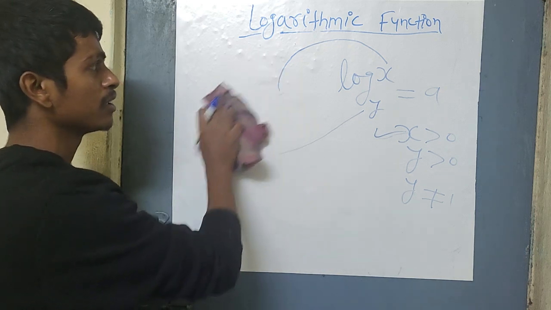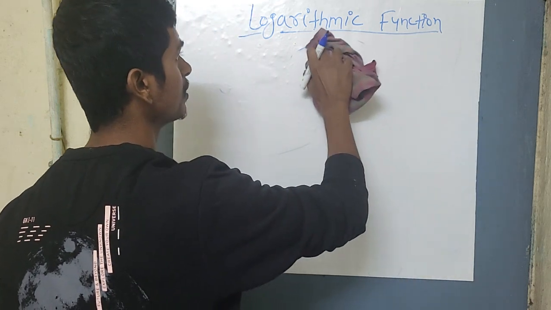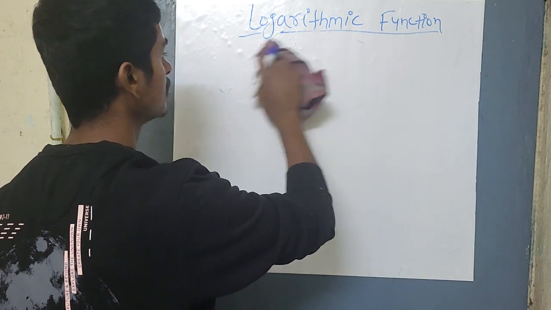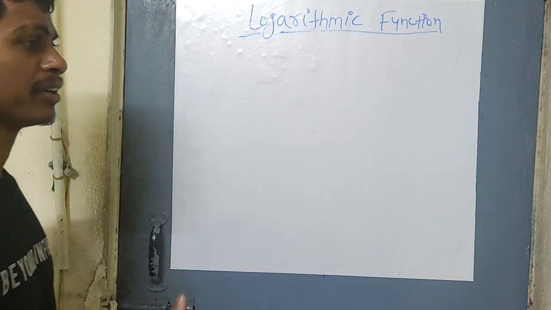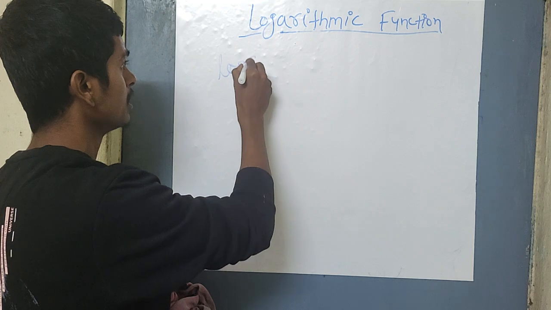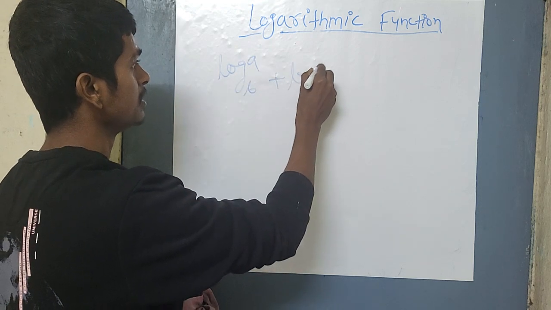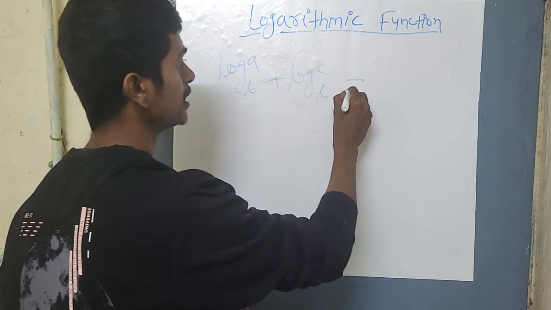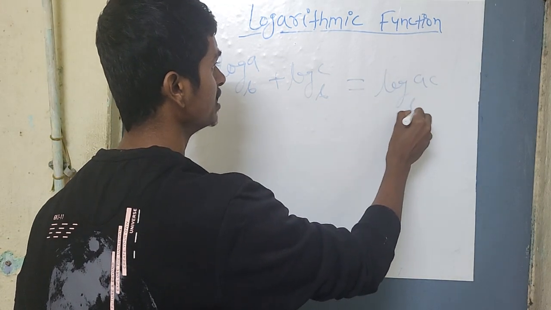Okay, now coming to some properties. I will explain one basic property and two important properties, and the rest I will just write. One basic property is log a with base b plus log c with base b, which is actually log of a times c with base b.